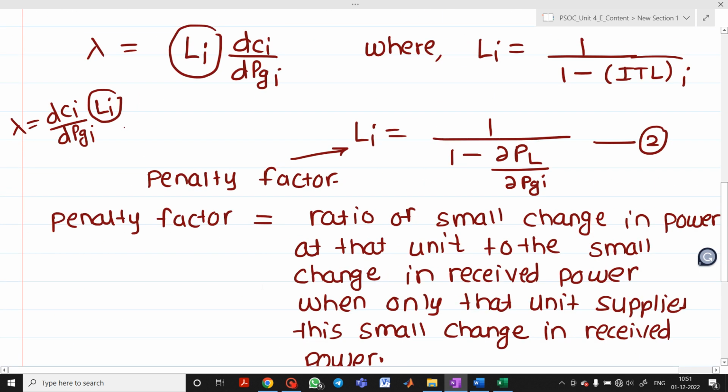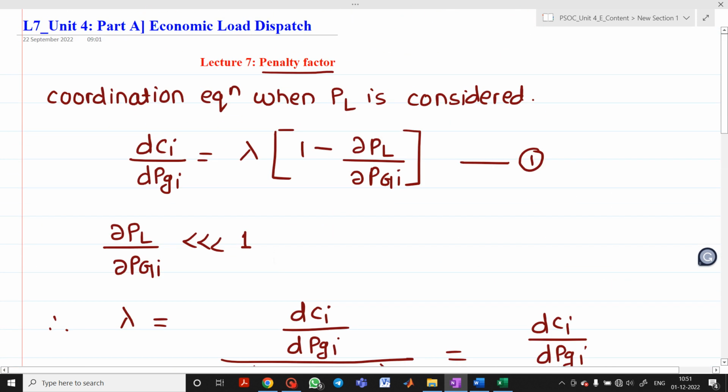In some papers the question has been asked like this: what is a penalty factor? Explain in detail, derive its formula, and discuss the significance of a penalty factor. So this is the topic, penalty factor.